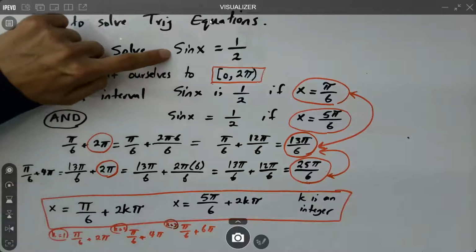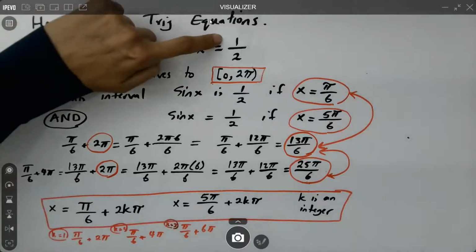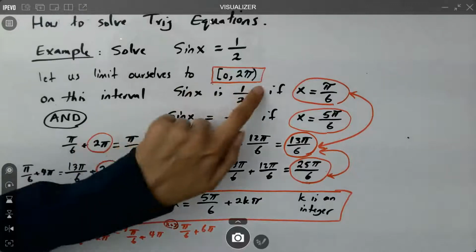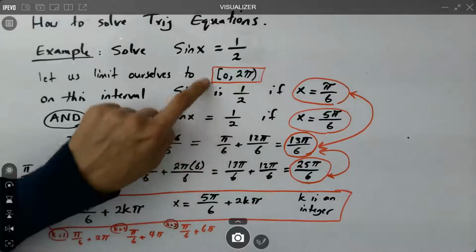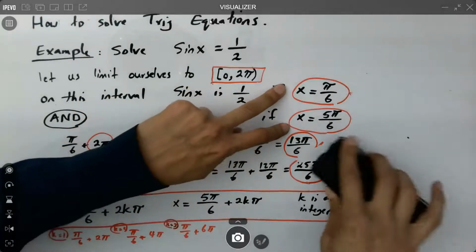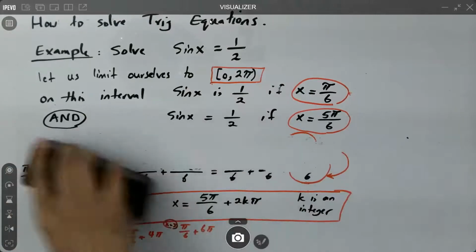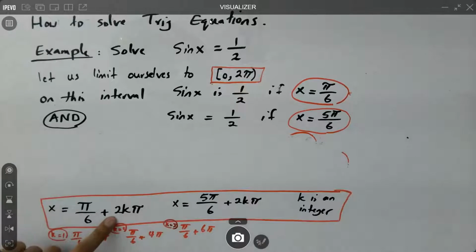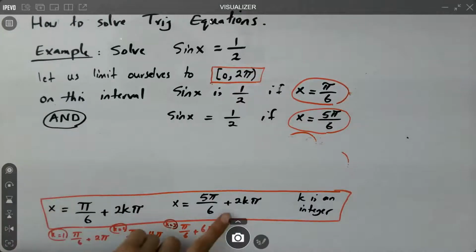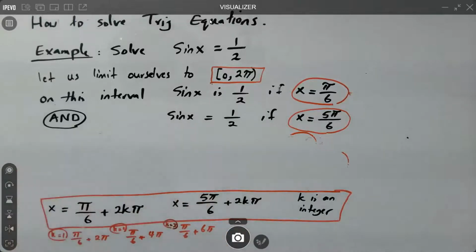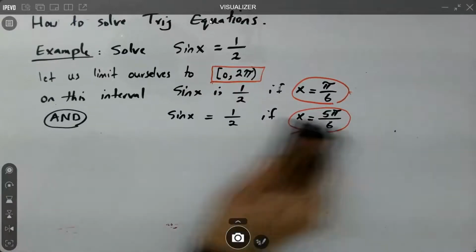So far we saw that sine x is equal to a half. What did we do? We just restricted ourselves to a very small interval, a period of the sine function, and then we found two angles that make sine to be a half. Then what did we do? We added 2k pi to pi over 6, 2k pi to 5 pi over 6 to find the rest of the points, the rest of the numbers. Now let's make it more interesting.